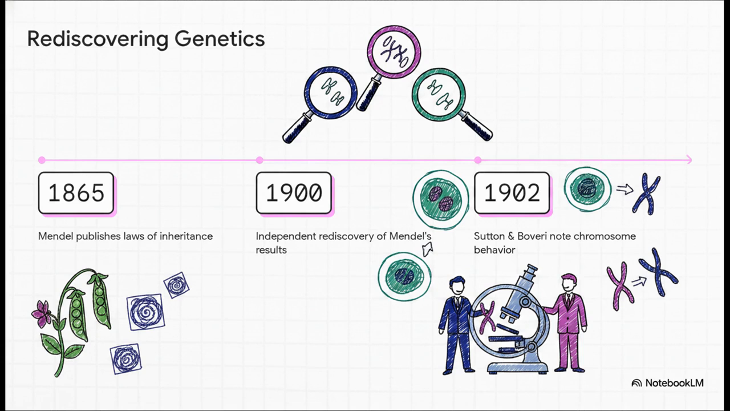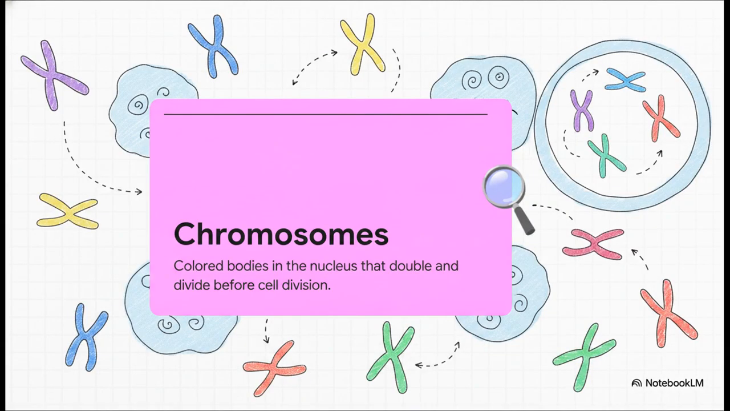By 1902, researchers are finally able to carefully observe the actual physical division of cells. And 2 scientists in particular, Walter Sutton and Theodore Boveri, notice something inside the cell that is behaving remarkably like Mendel's invisible factors. These newly discovered microscopic structures were called chromosomes. That name literally translates to colored bodies, because at the time, scientists had to use these special chemical stains just to visualize them under the microscope.